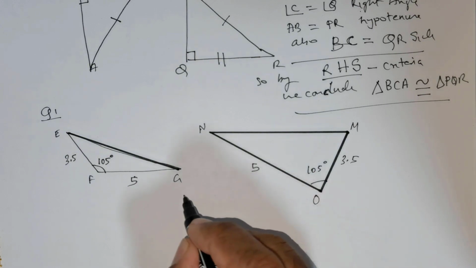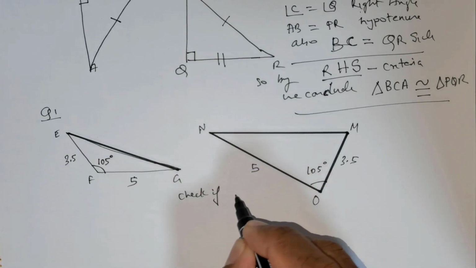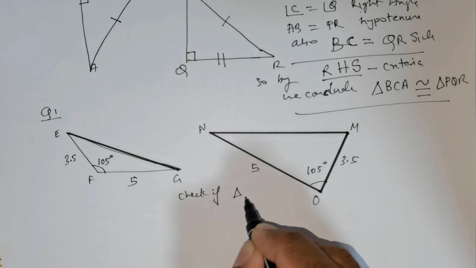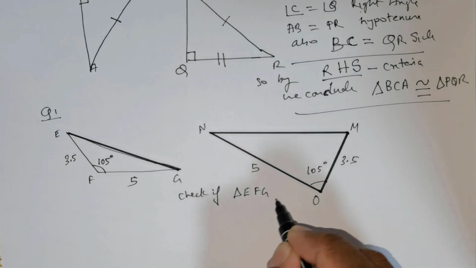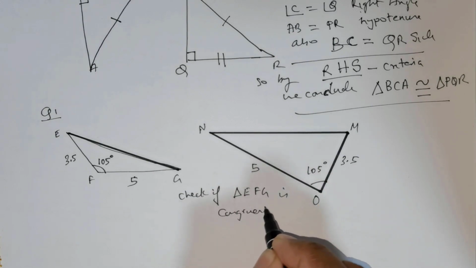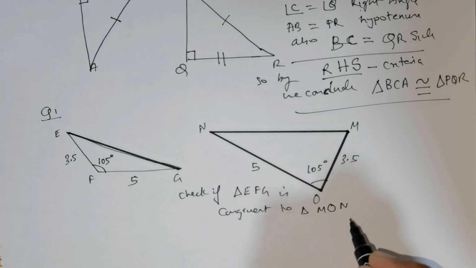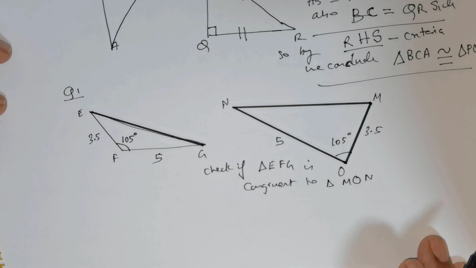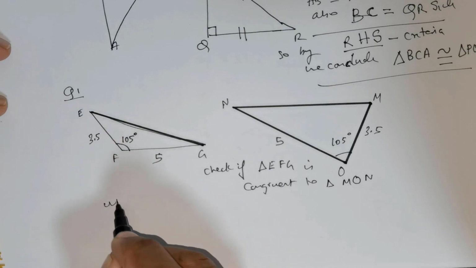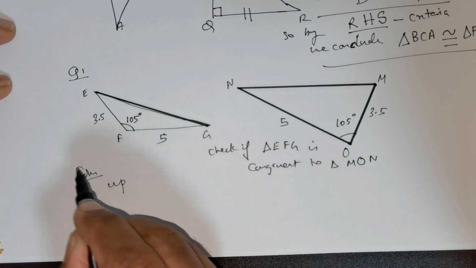So we are expected to check if triangle EFG is congruent to triangle MON. This is the check. So what are we going to do? We will have to include the criteria that we have studied, right? So we will have to justify by what. So that is a key part in this. Now, upon observation, this is a solution. This is the way you need to write the solution.